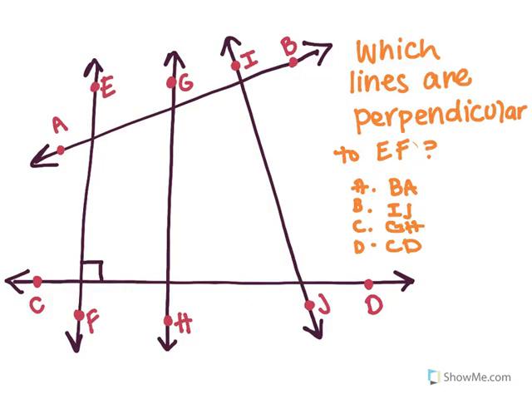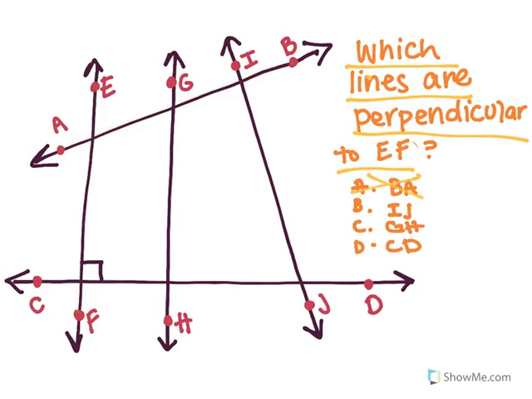Okay, so boys and girls, we are now looking at this problem. It's asking which lines are perpendicular to EF. We know perpendicular creates a 90-degree angle. So let's look at lines BA and EF. Did they create, where they touched, perpendicular lines? No, they didn't. So it's not that one.